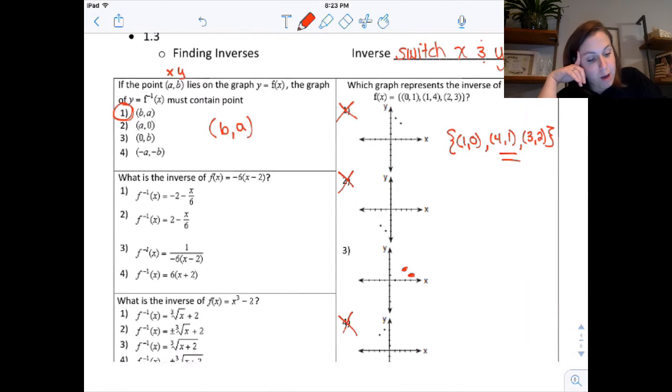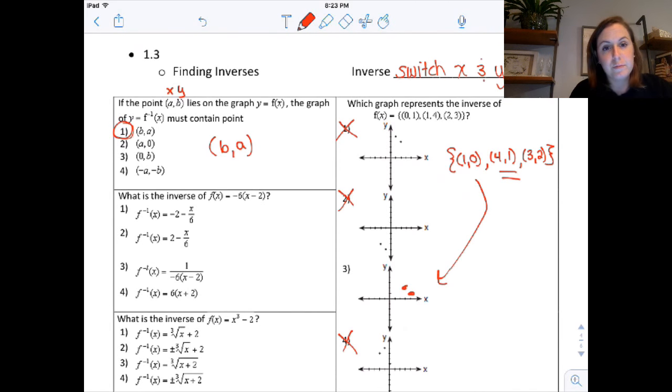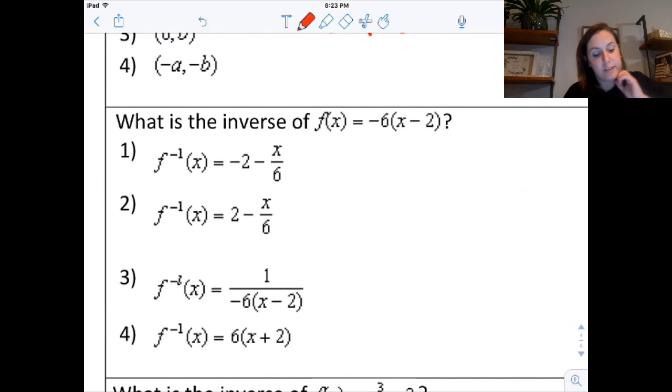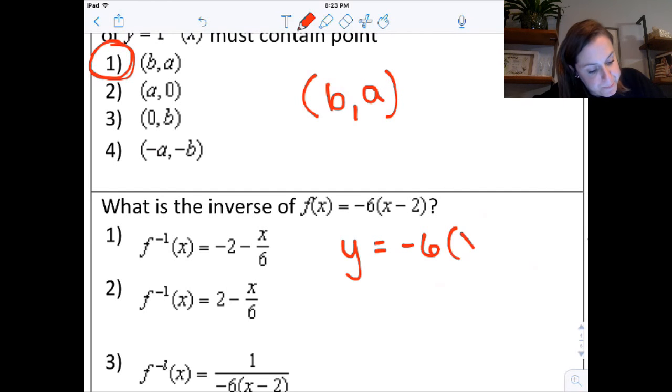All right. Last two, we're going to talk about finding an inverse algebraically. So what is the inverse of this? To find an inverse, first thing I would do is write it in terms of x and y. No Algebra 2 there yet, right? Now I'm going to switch x and y. x equals -6(y - 2). And now I just need to solve for y.